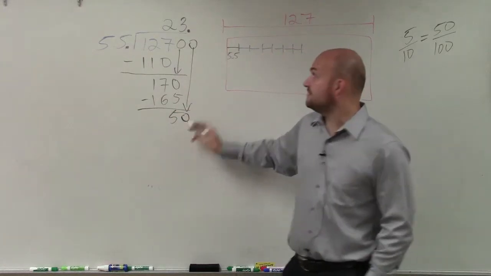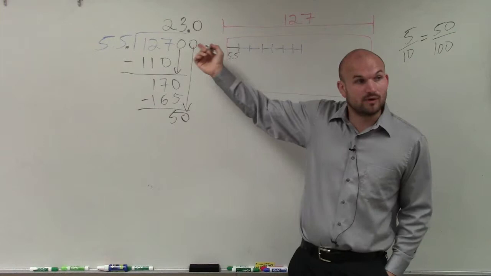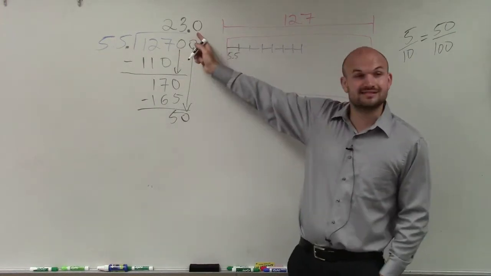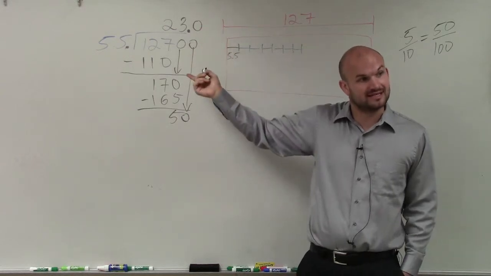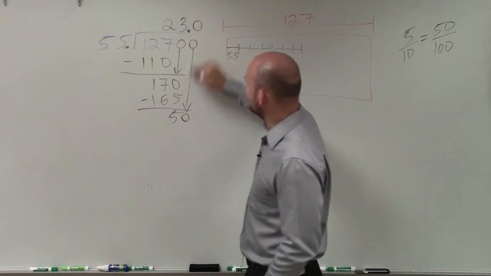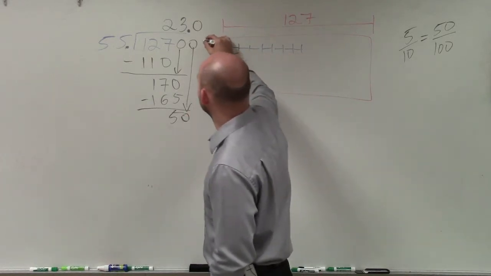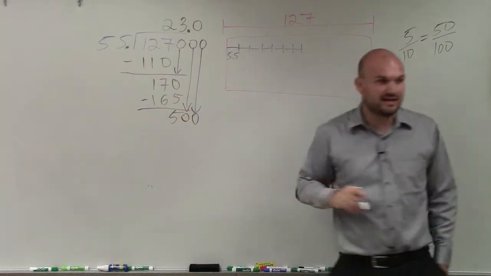55 does not go into 50. So now I have a 0, which is my 10th place, right? So I'm trying to see what it would be to the nearest 10th. Well, my nearest 10th is 0. So now I need to go to the next 100th to see if that rounds up or if I stay at 0. So that doesn't go into 50, so then I have to bring down another 0. And 55, does that divide into 500?